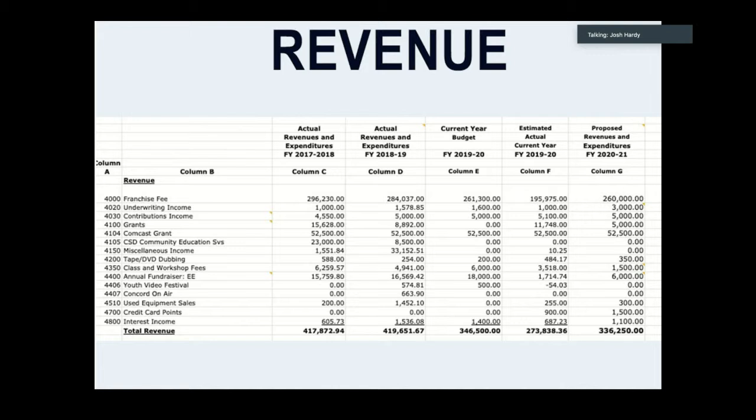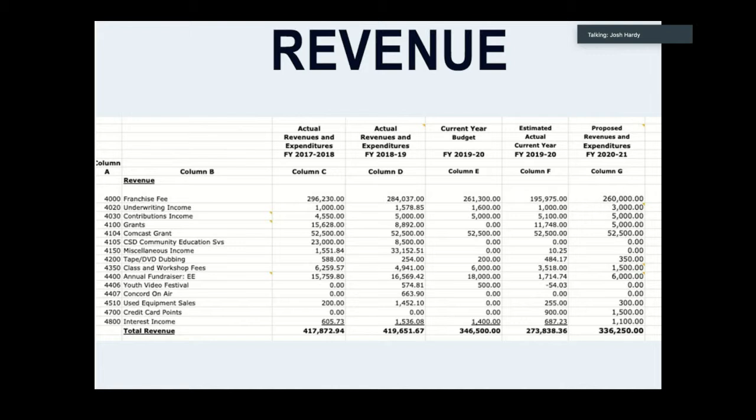If you look at the columns, there's column A, which is the line item number, column B, which is the explanation of what that is, and then you'll see columns C, D, E, F, and G are the past couple fiscal years, and then the current year budget, the estimated current, and then the column on the far right is what I am proposing for this year's budget. So I'm going to go over a couple of the major line items that you see.